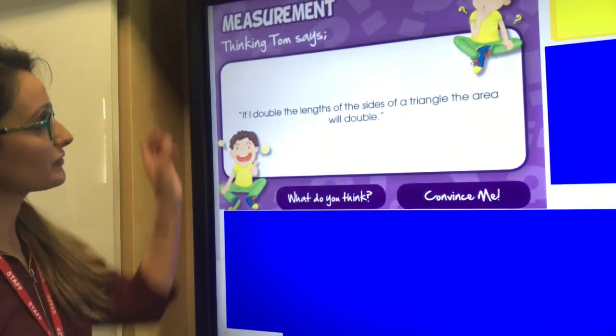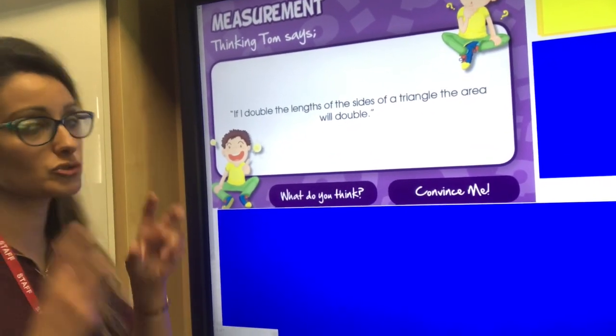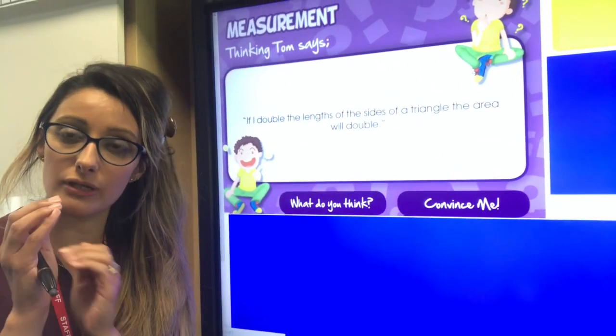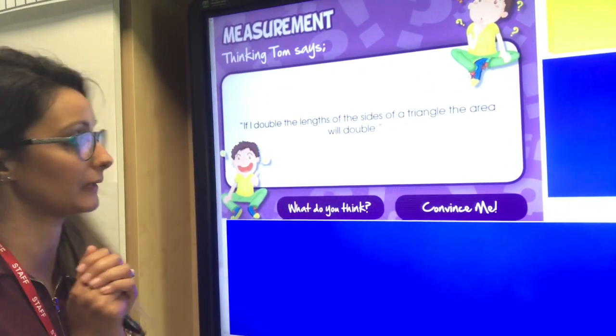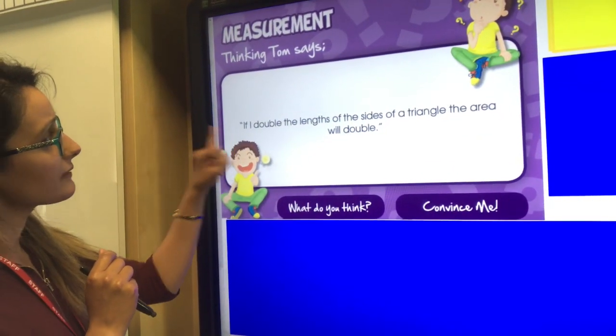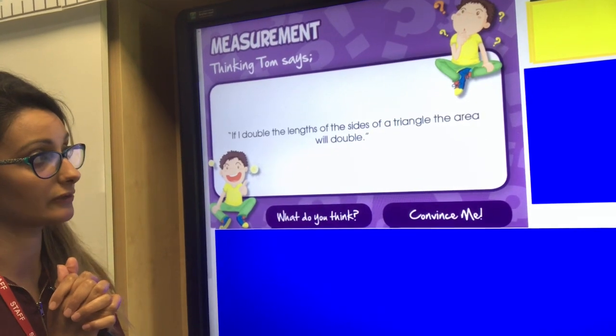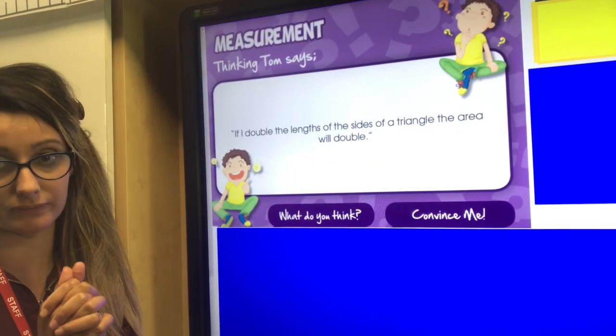So what we've got here is a measurement question and you're drawing upon your knowledge of area. A couple of weeks ago we did a lesson on area, so you're going back to that long-term memory. So Thinking Tom says, if I double the lengths of the sides of a triangle, the area will double. So I'll read that again.